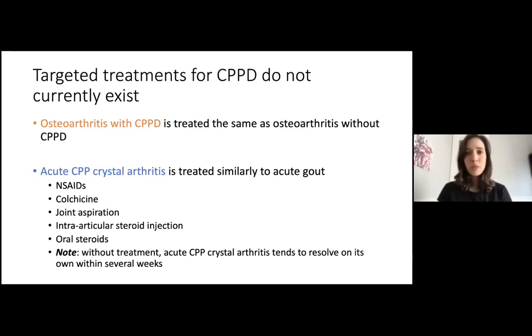And so that means we use NSAIDs, colchicine, we aspirate joints, we inject joints with steroids. If patients have multiple joints involved, then we frequently will use oral steroids. As I mentioned before, even without treatment, this form of acute CPP crystal arthritis does tend to resolve on its own, but it takes several weeks.